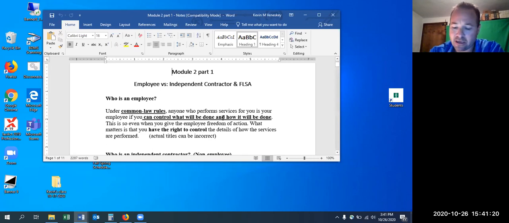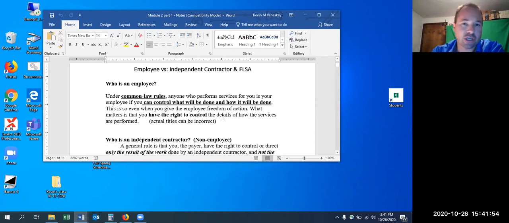All right, let's just jump in here. The first thing in payroll that you've got to begin to understand is the difference between an employee and an independent contractor. And then once we look at who's an employee, we're going to be able to jump into the FLSA, which stands for the Fair Labor Standards Act. This was put in to protect employees from potentially being discriminated against or not being paid accurately for time that they worked. So the first thing we need to figure out, though, is who's an employee.